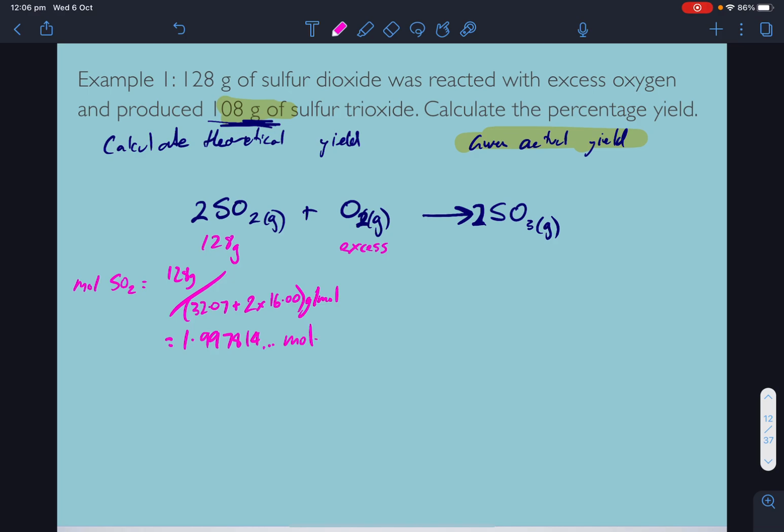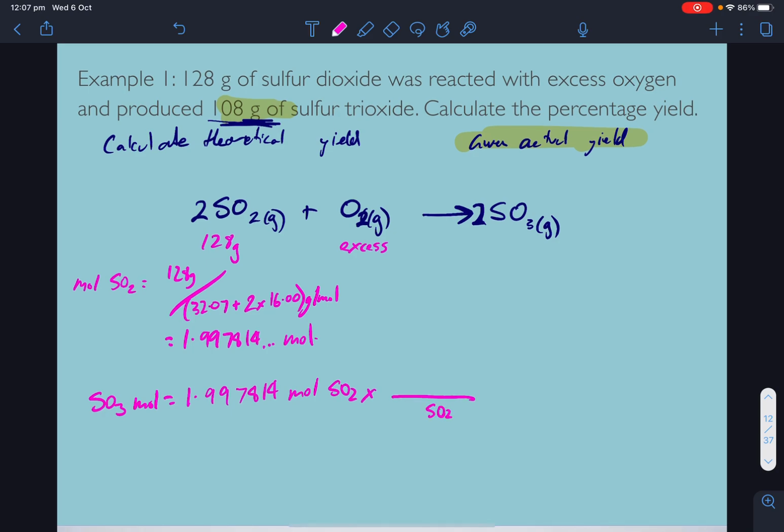Okay, that's the limiting reagent, sulfur dioxide. So we can just go, well, theoretically that will make how much sulfur trioxide? SO3 moles is going to equal the number of moles of our known moles of SO2, multiply it by the fraction. SO2 is on top, we want the moles of it on the bottom. What do we want to introduce? SO3.